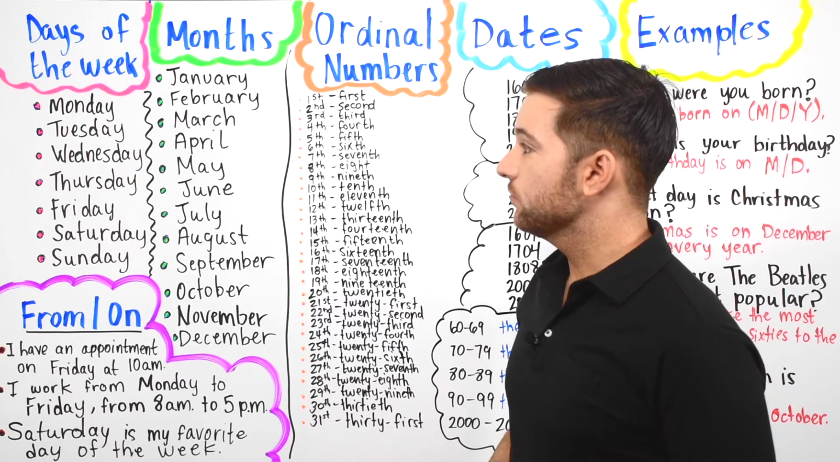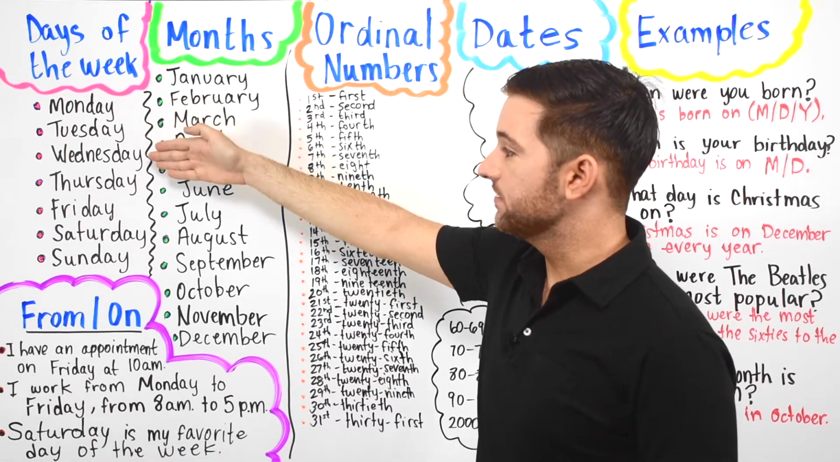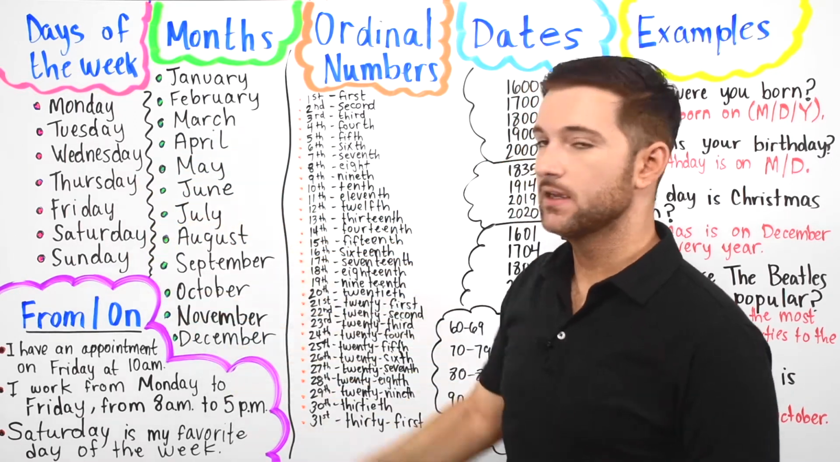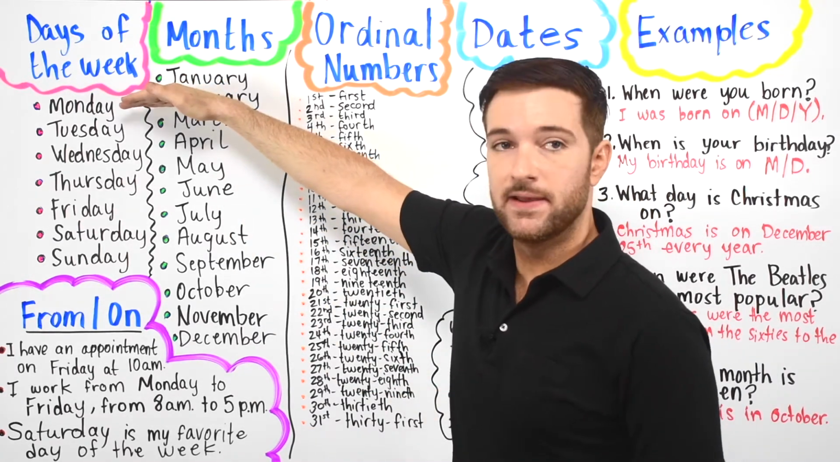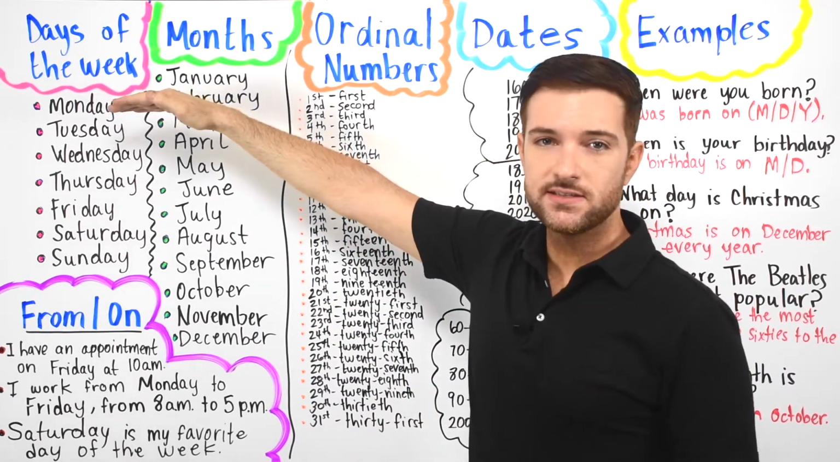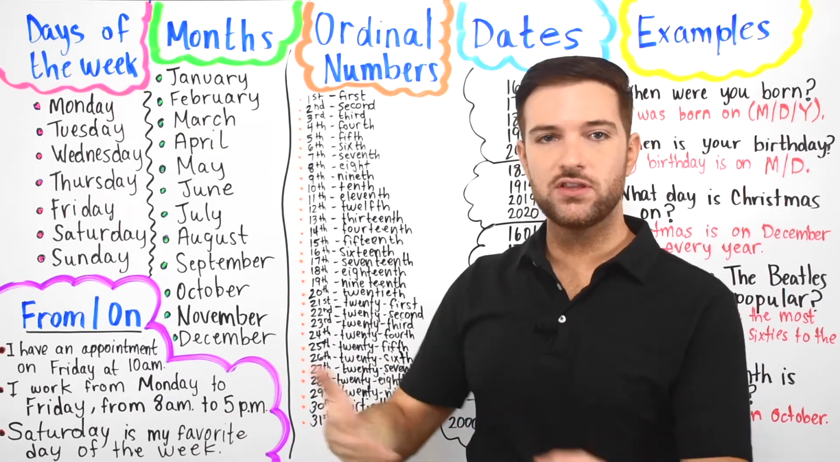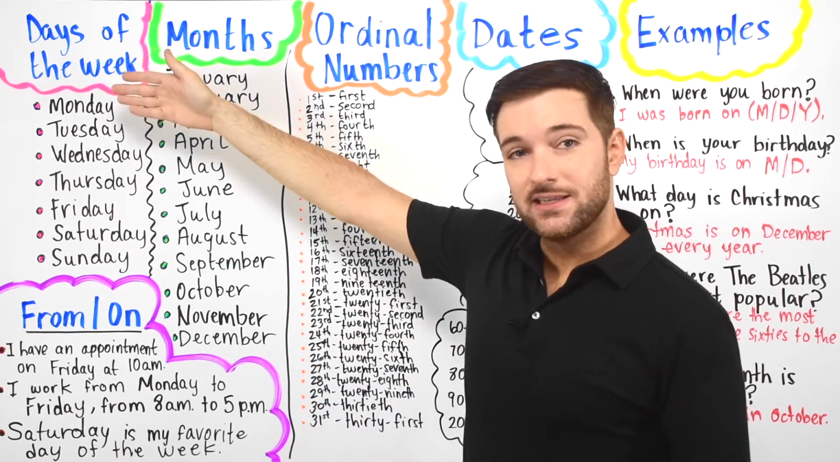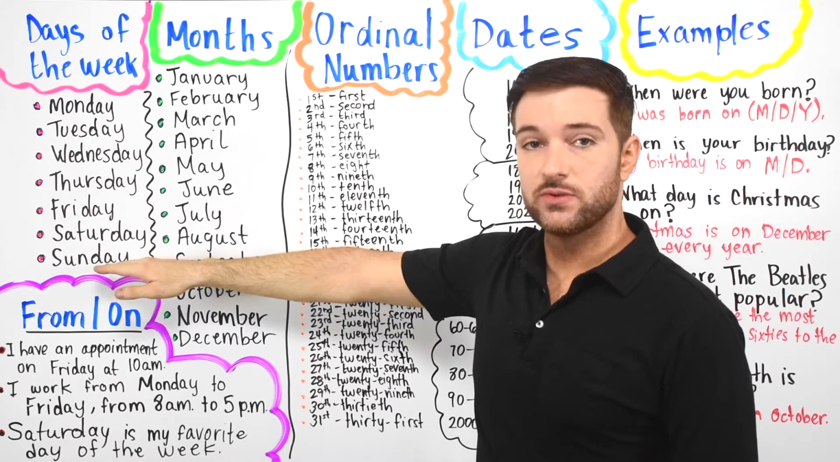So the days of the week in English are Monday, Tuesday, Wednesday, Thursday, Friday, Saturday, and Sunday. In the United States, most people begin the week with Monday. This is because this is the day when people go back to work, people go back to school, everything begins on Monday.